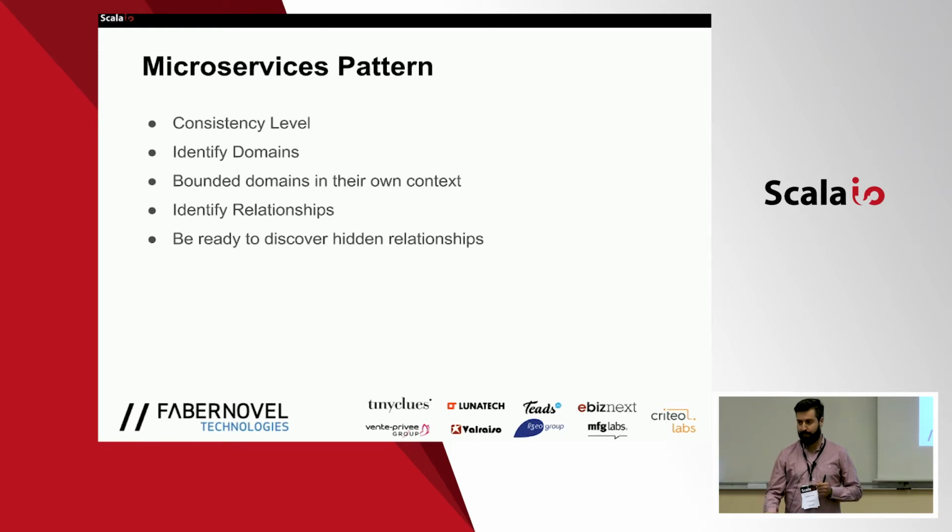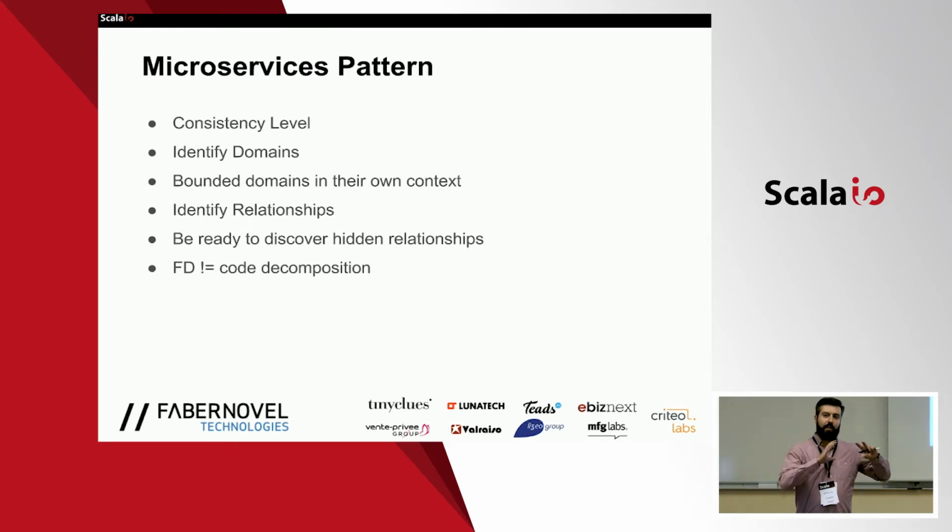because sometimes they are hidden, or a new feature can make a new relationship arise. And finally, I want to make a distinction. Functional decomposition is not the same as code decomposition. We are going to decompose the functionalities of our application, but that doesn't mean that we can't have a custom framework that is going to be shared by all the microservices. So we could potentially have a common library that contains all the different pieces of code that make up our framework in the end.